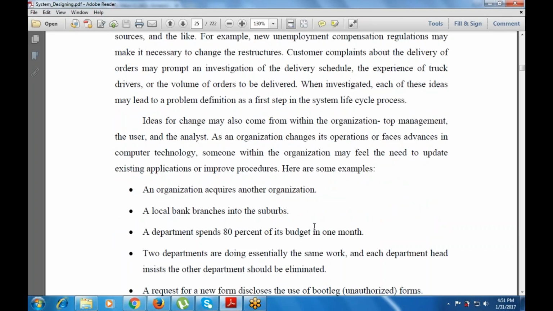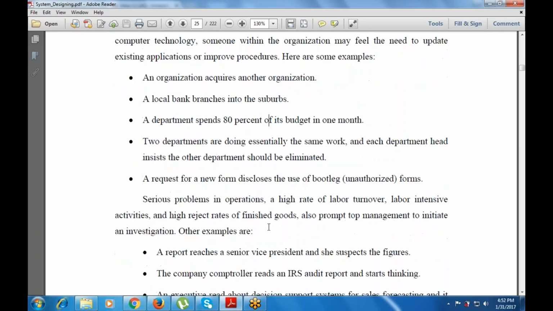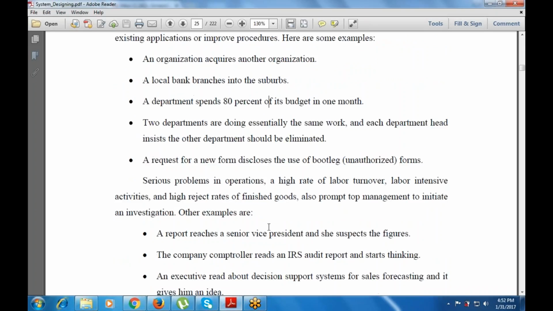Now, these are the various examples. One example is an organization that acquires another organization, or a local bank that branches into the suburbs. Then two departments may be doing essentially the same work, so one department is eliminated. Then a request for a new form discloses the use of a backlog of unorganized forms. Serious operational problems, such as a high rate of labor turnover, labor-intensive activities, and a high reject rate of finished goods, also prompt top management to initiate an investigation. These are a few examples.